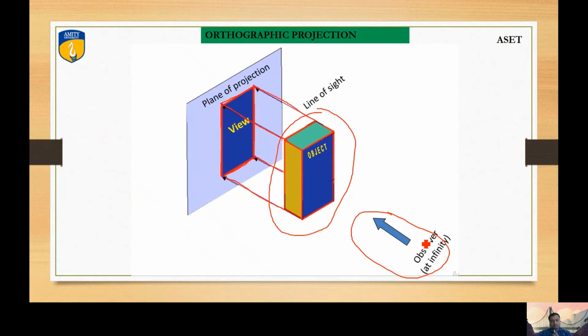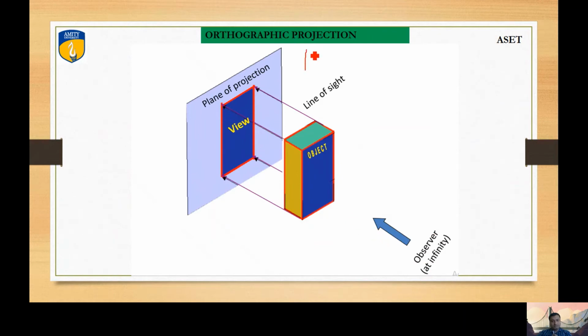So your observer should be placed in such a manner that the projectors fall perpendicular on that object. Now if I see the same object from the top, again I will get some image here, right? This is also called orthographic, because again the observer is looking from the top and the rays are falling perpendicular like this. The rays are falling parallel and perpendicular to the plane.